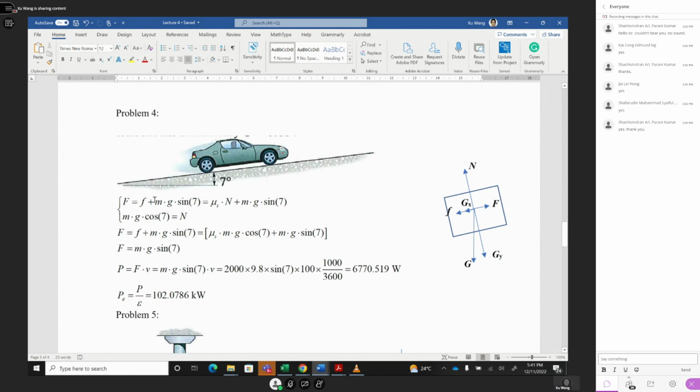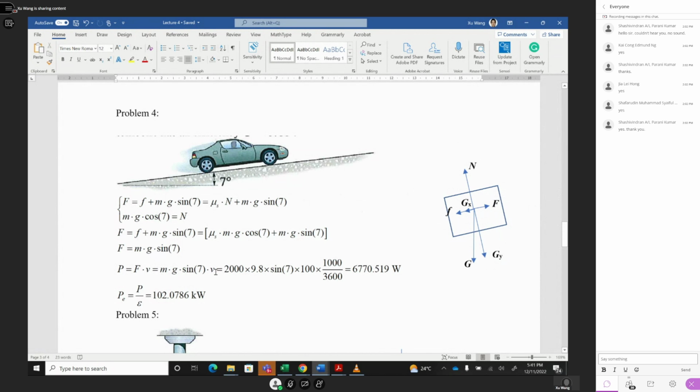Okay, this is sigma Fx equal to 0, sigma Fy equal to 0. In our case, friction is equal to 0. This is y equal to 0. So F equals mg sin 7 degrees. It's pretty simple straight away. If you know F and you know v, you multiply them and you get the traction power.